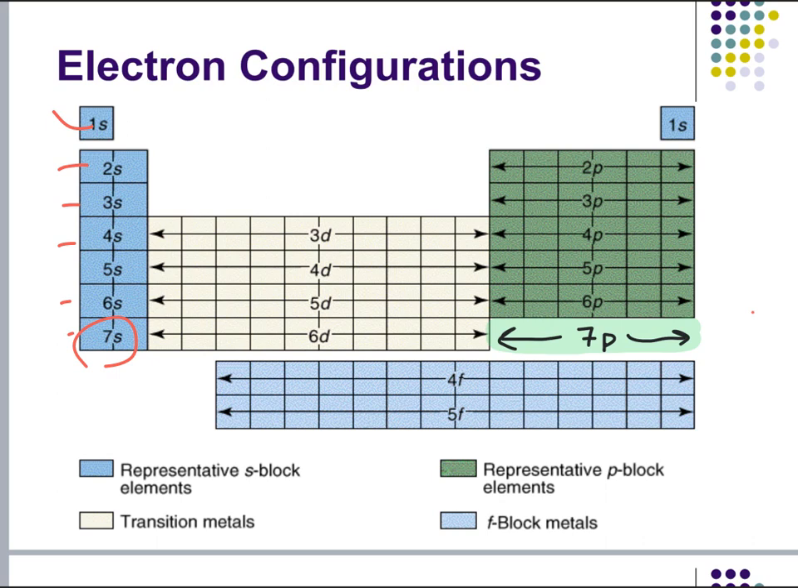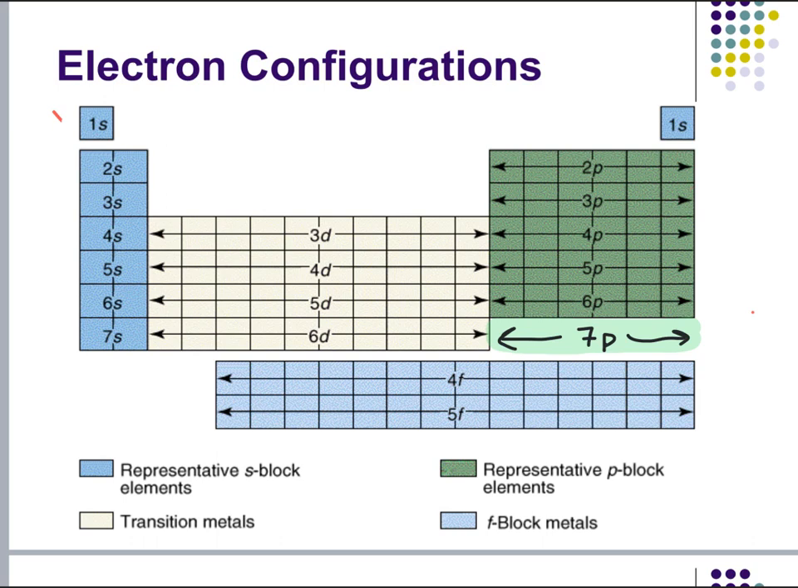And that's going to be true for your S block and also your P block. If you look over at your P block, I start on the second energy level at 2p and go all the way down to the seventh energy level, 7p. So elements in the seventh row in the P block would be in the seventh energy level.